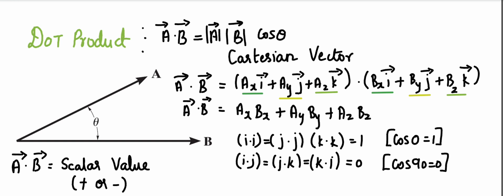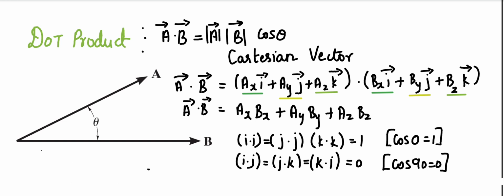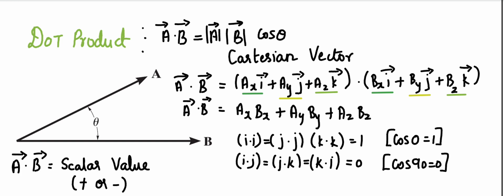The result of a dot product is a scalar quantity, so it is called a scalar product. Whether it is positive or negative defines along which direction the result is. We'll see it when we solve the problem.